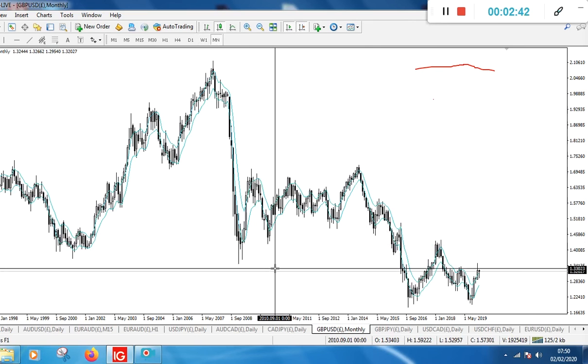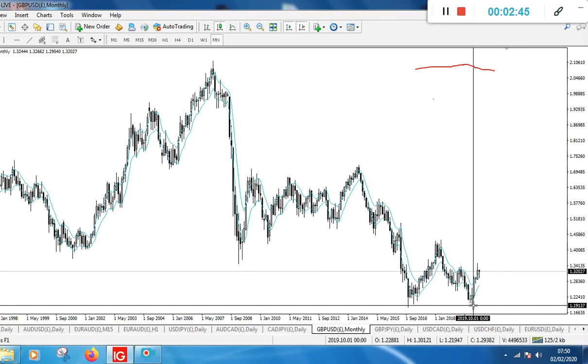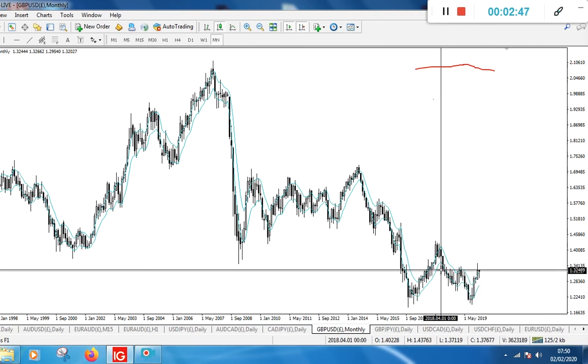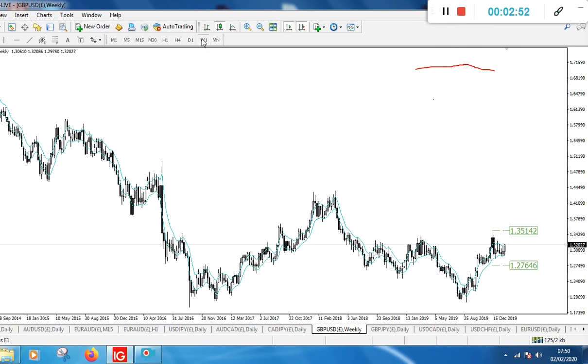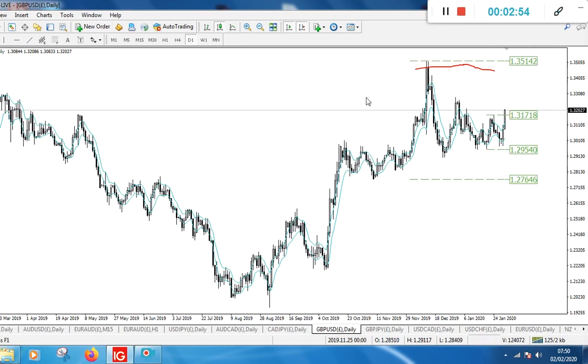Okay, the monthly looks pretty good. It also had this one, taking this one out. You can see it on the weekly. So look for the long term. Obviously, see how it's going to open on Monday, and then proceed from there.